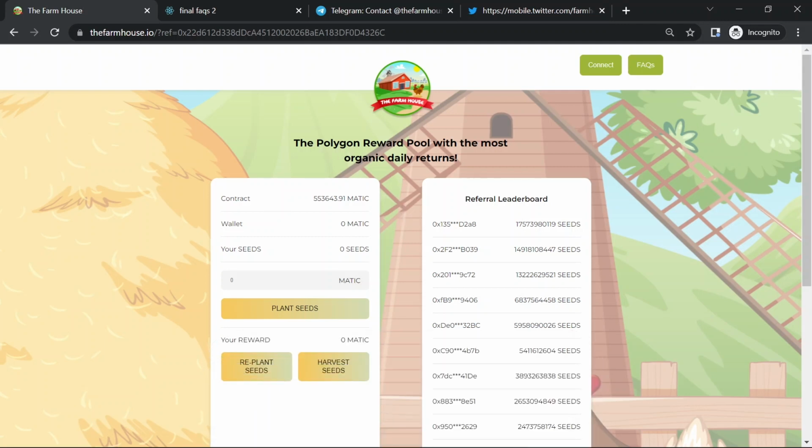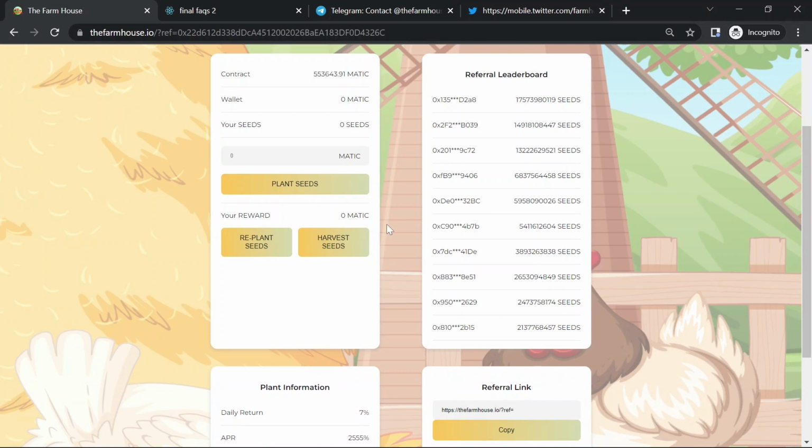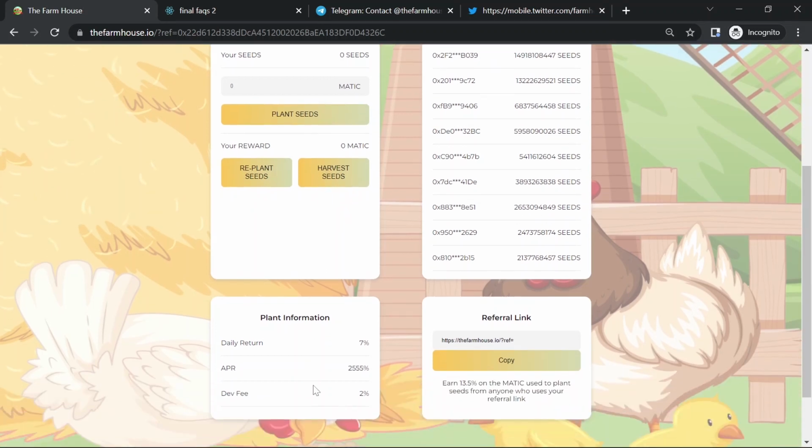So, it says the Polygon reward pool with the most organic daily returns. If we were to look back at the Baked Beans project, many of you are probably already in that and you know how it works. It's all based around baking beans, and when you compound in that project, it's called rebaking. And when you take profits in it, it's called eating beans. This is based on a different theme, but it works the same way. So what this one is, first of all, it's based on the Matic coin, not BNB, and it's based on planting seeds. To compound, you're going to be replanting your seeds, and to take profit, you're going to be harvesting your seeds.